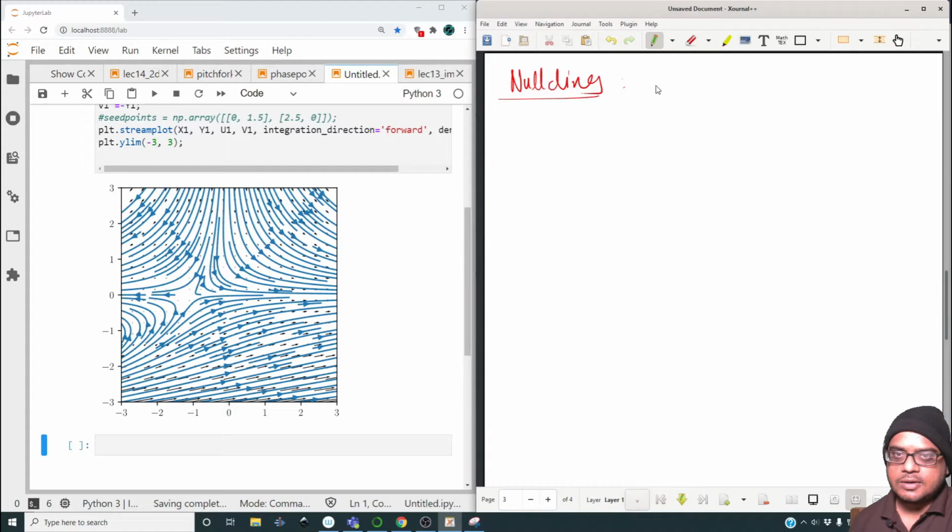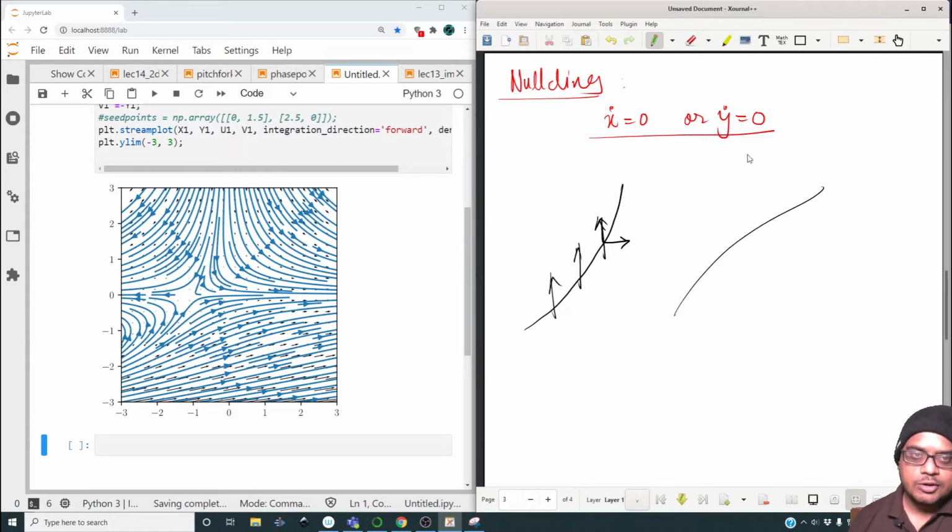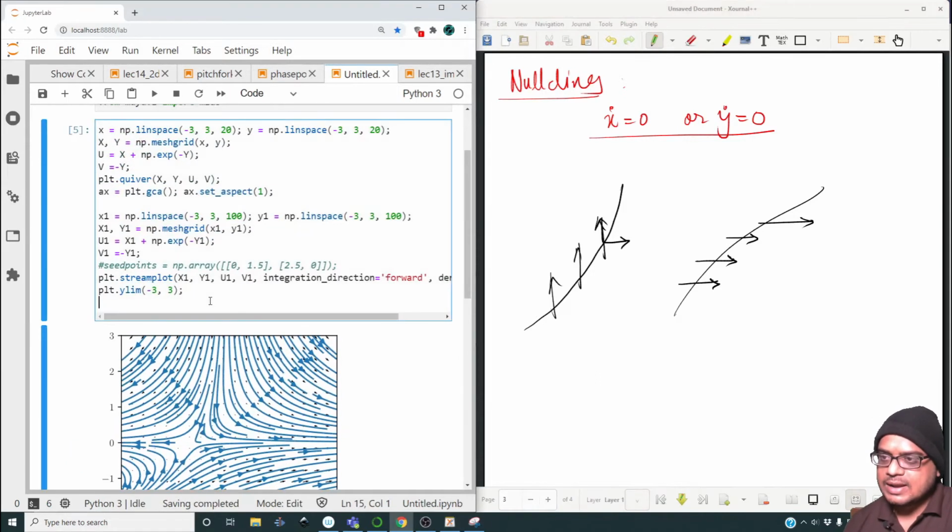So Nullclines are curves in the phase portrait which correspond to either x dot equal to 0 or y dot equal to 0. That is, they are demarcating curves where we know that there will be either no x velocity or no y velocity. Okay, so if x dot equal to 0, we know that the flow at that point will be solely in the y direction. When y dot equal to 0, we know that across that curve the velocity will be solely in the x direction. So let us try to plot the nullclines as well.